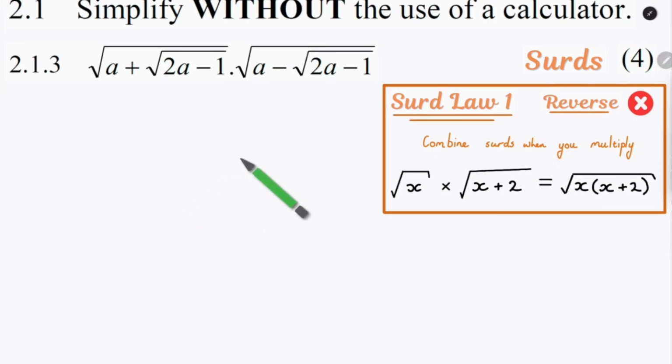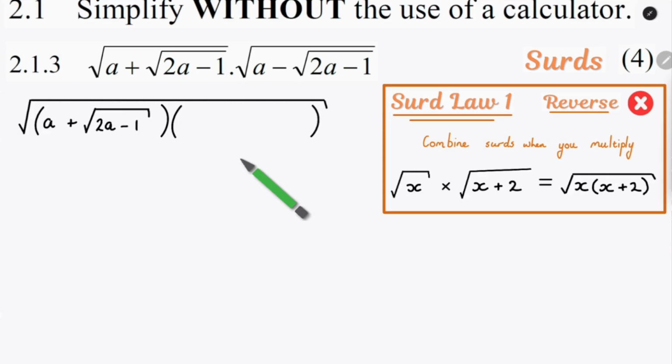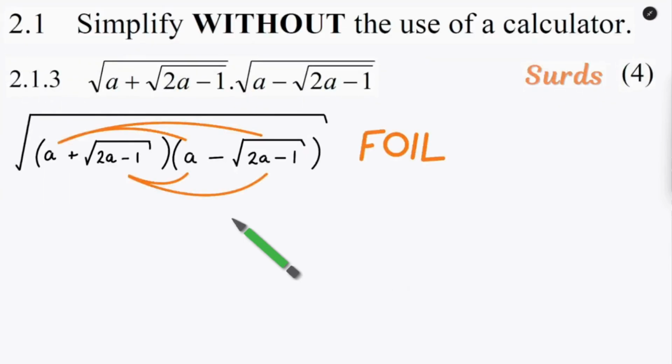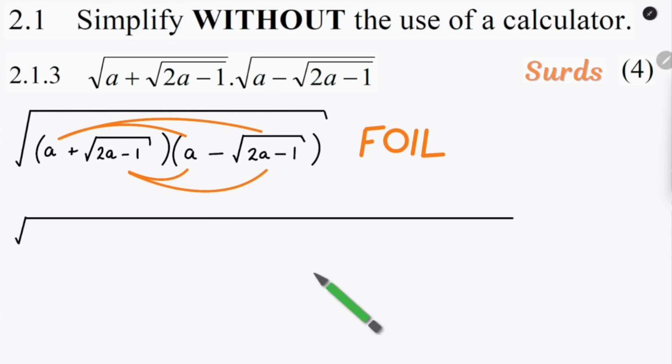So if we apply this law to our example, we do a big square root, and then I like to leave 2 empty brackets, and I fill in the 2 separate brackets with what was under each separate square root. And now I need to get rid of those brackets. And to get rid of those brackets, the magic word is FOIL. We're going to FOIL those brackets out. And let's start off with that process.